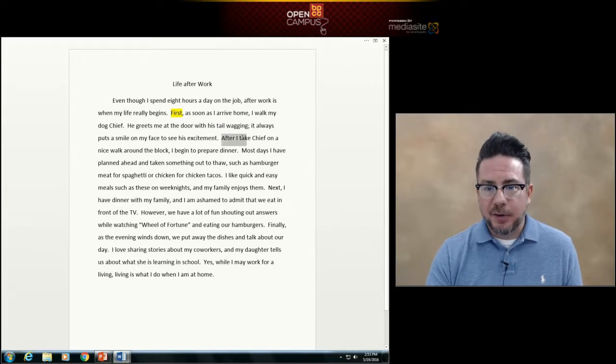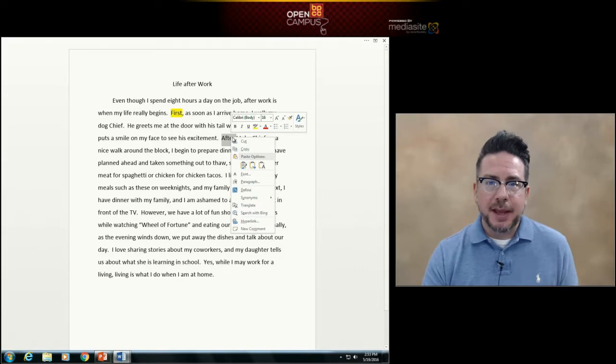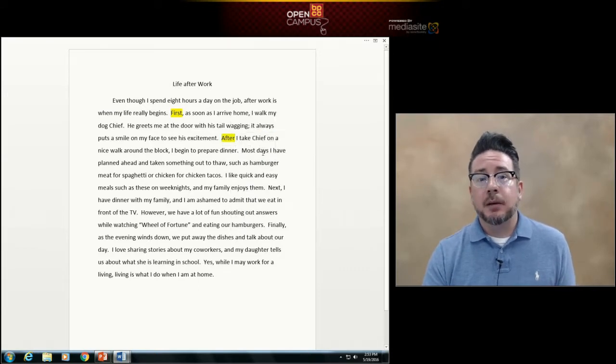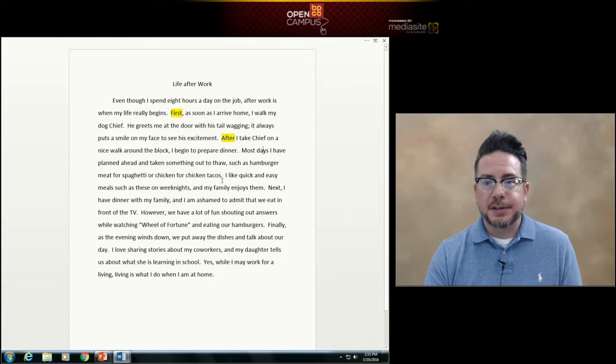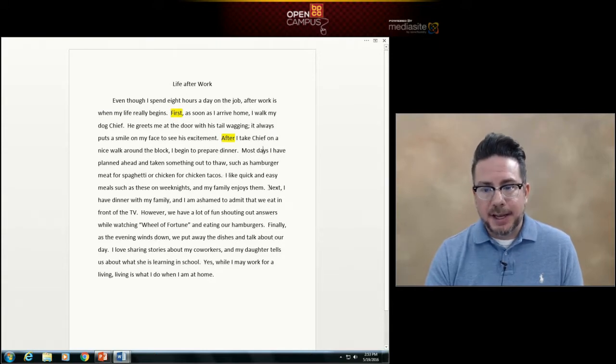Now, this next phrase, as soon as I arrive home, signals to me that they're describing an event, they're narrating something. So I'm thinking this is going to be time order. Let's look for the next transition. After I take my chief on a walk. So again, after is our next transitional word.